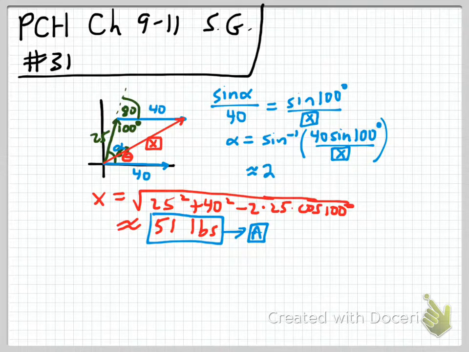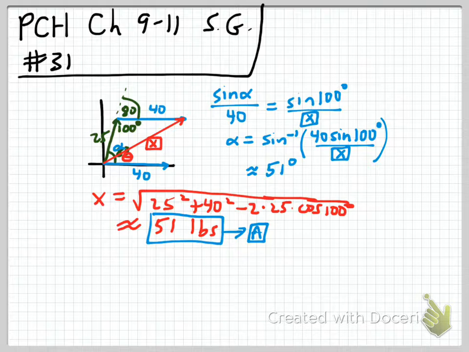Oh, shoot. It's not going to be 29. It's going to be 80 minus 29, which is 51. So alpha is 51 degrees. We don't want alpha. That's not our end result here.